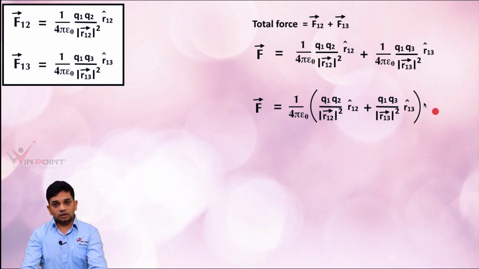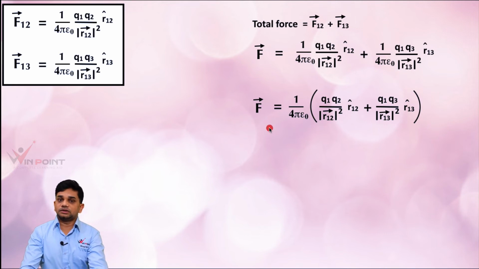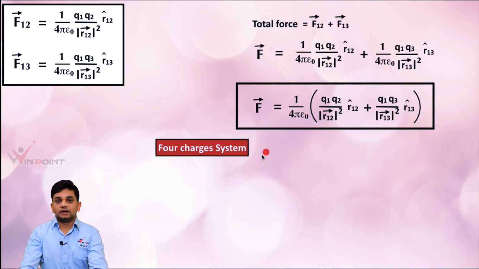This is the total force when we are considering a 3 charge system, and these 2 charges, q2 and q3, are exerting a force on q1. So this is the equation for that 3 charge system. Just imagine there are 4 charges. 4 charges means there is one more charge, that is q4. So we are considering a 4 charge system. So what would be the equation? Just observe the pattern of this equation.